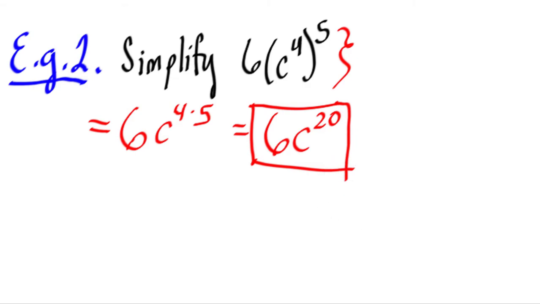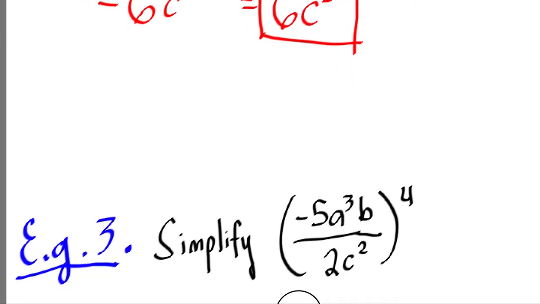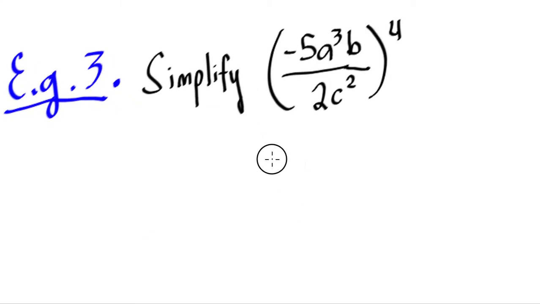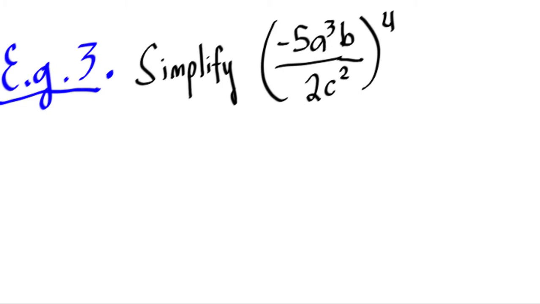Okay, so let's proceed to number 3, shall we? For number 3, you can kindly pause the video and try to answer this on your own. We're asked to simplify the quantity negative 5a cubed b all over 2c squared, all of them raised to 4. So you can pause the video right now. Okay, I hope you have the answer already.